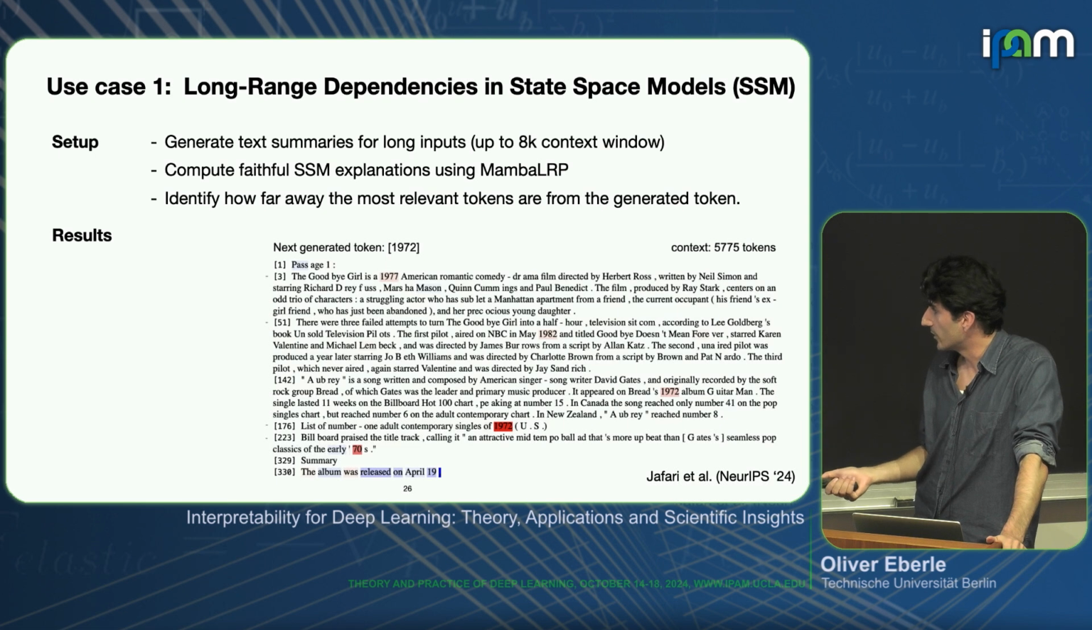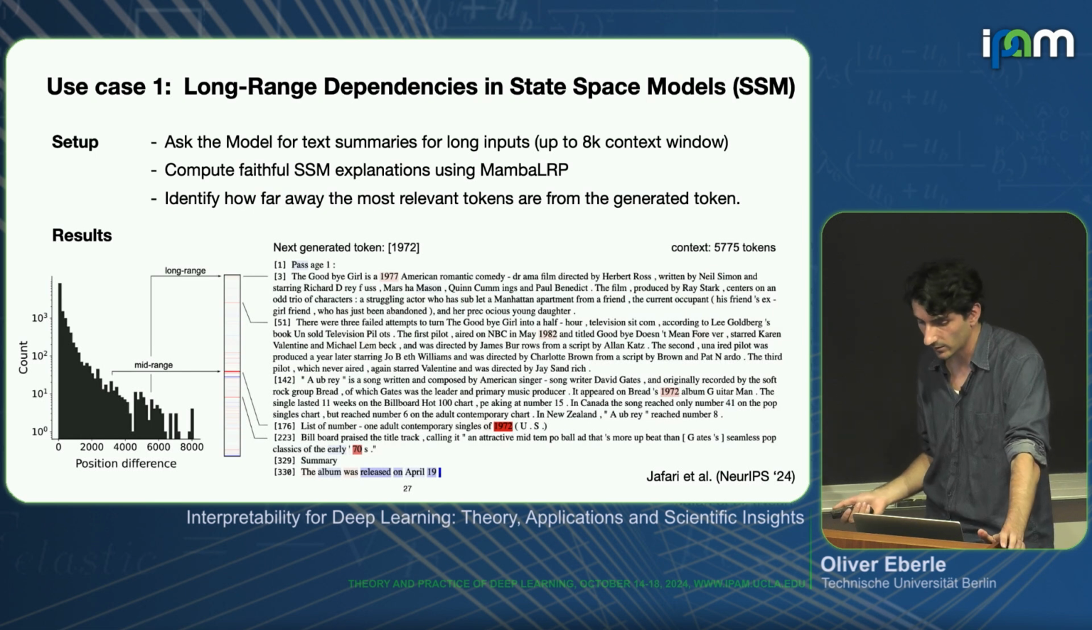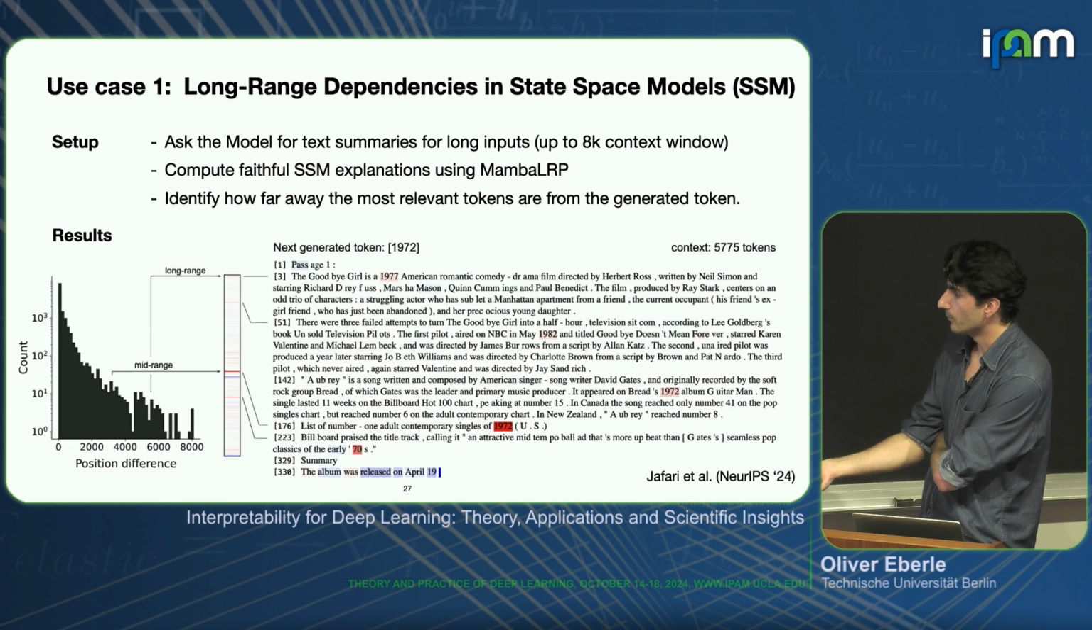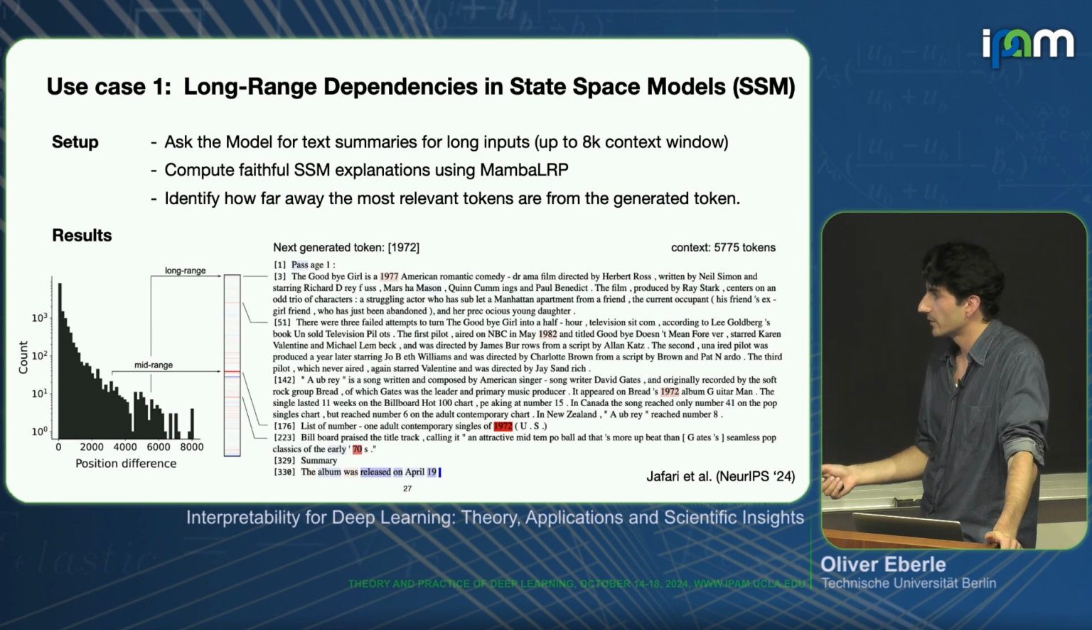And we find that yeah, the model does attribute to some occurrences of 1972 in the paragraph, just as a rough idea. So it seems to match roughly what the model is doing, what it highlights in the paragraph. But to get more insight, we did this over a few hundred samples, and here we show the distance of the relevant token to the generated one.